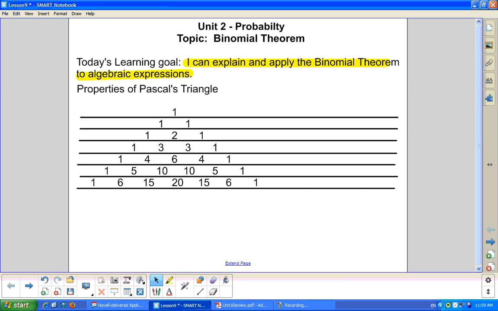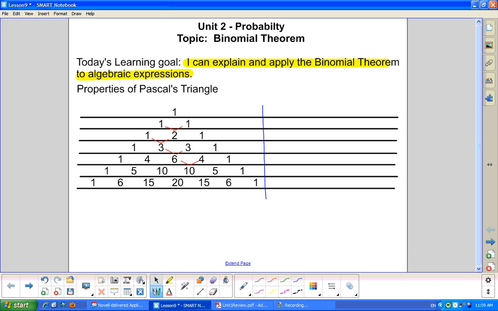The first thing I want to talk about is properties of Pascal's triangle. You've already talked about it in the first unit, and we talked about how you develop each of the stages here. 1 plus 1 gives us the 2, 1 plus 2 gives us 3, 3 plus 3 is 6, and so on and so forth. 6 and 4 is 10. There are a couple other properties I wanted you to be aware of before we move on.